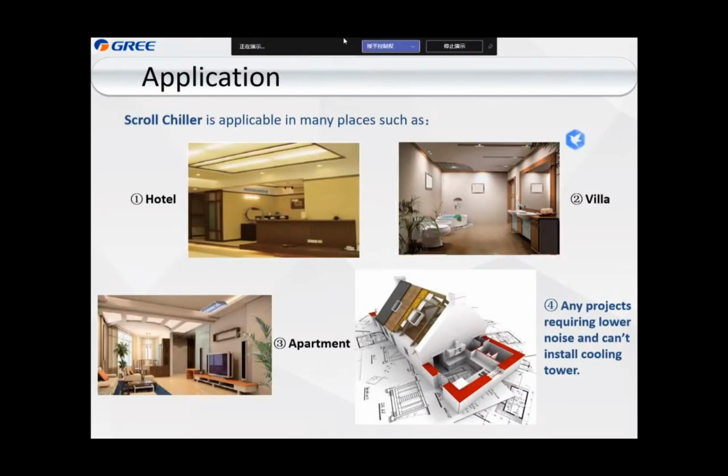And then next we see the application. The modular chiller is widely used in hotels, villas, and apartments, and in areas where the water source is not enough or it is not convenient to install a cooling tower. As you know, the modular chiller does not need a cooling tower because it is air cooled. This is also the advantage compared with the water cooled scroll chiller.